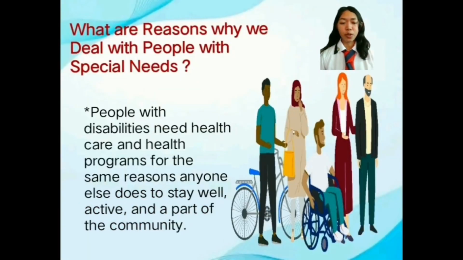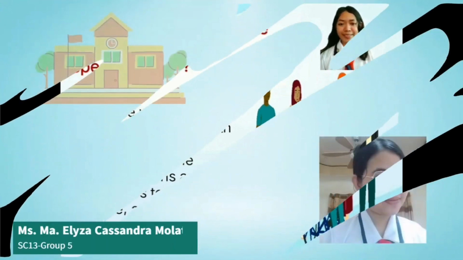What are the reasons why we deal with people with special needs? People with disabilities need health care and health programs for the same reasons anyone else does: to stay well and be a part of the community. And also, we tend to believe that they have equal importance and capabilities with normal people despite their disabilities.